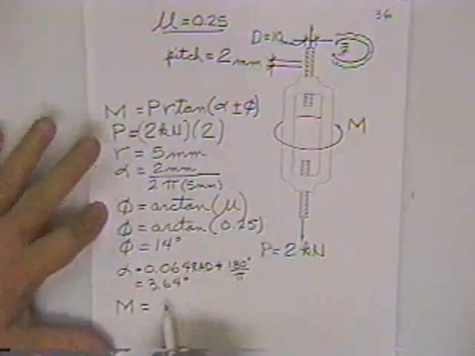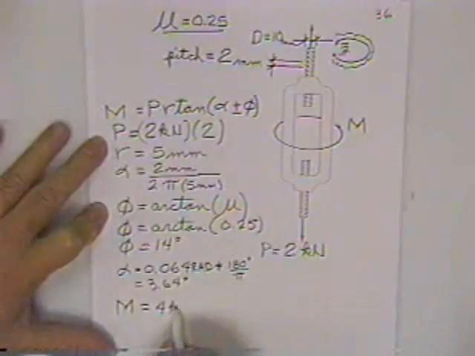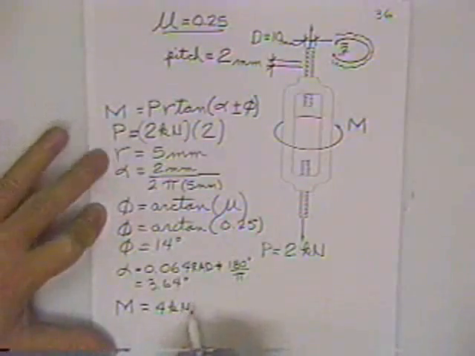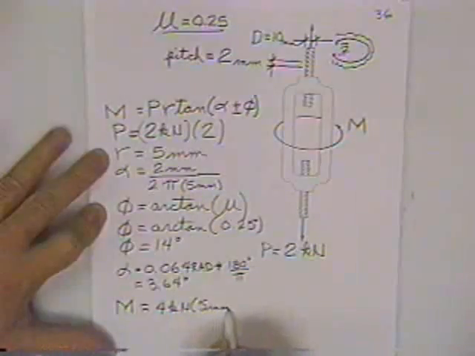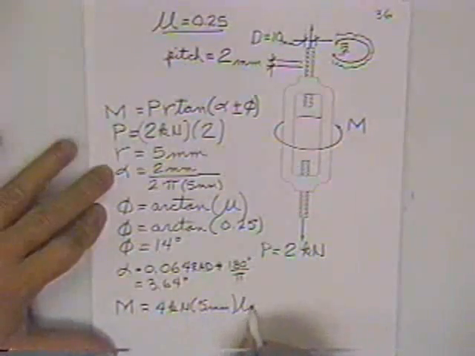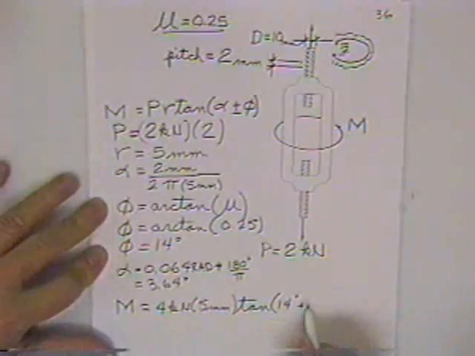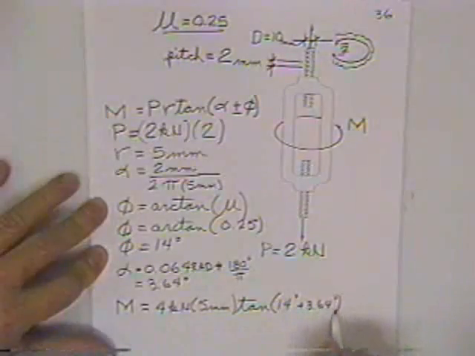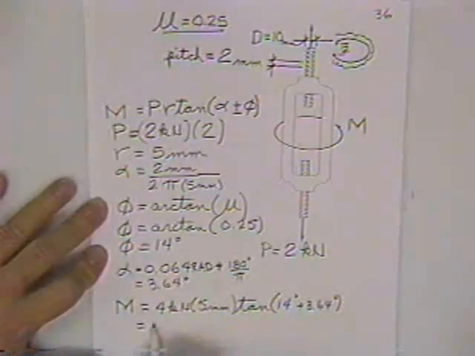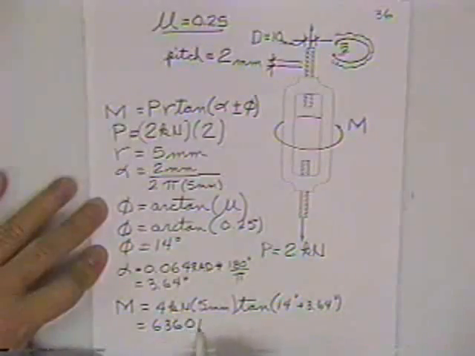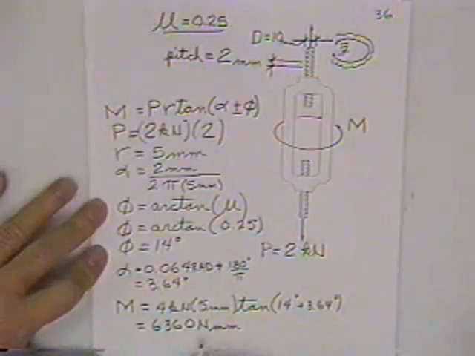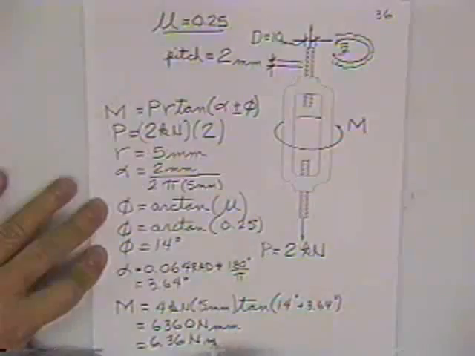The moment is equal to the load, 4 kilonewtons, multiplied times the radius, 5 millimeters, multiplied times the tangent of the angle 14 plus 3.64. You multiply all that out and you get 6360 Newton millimeters. A little unusual term there. It would usually be Newton meters, so probably the book would say 6.36 Newton meters.